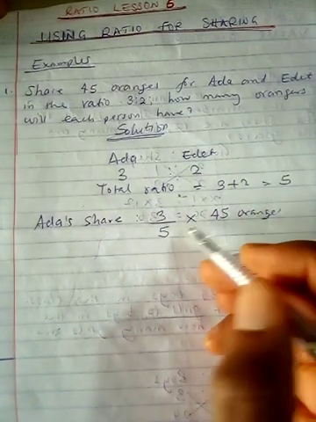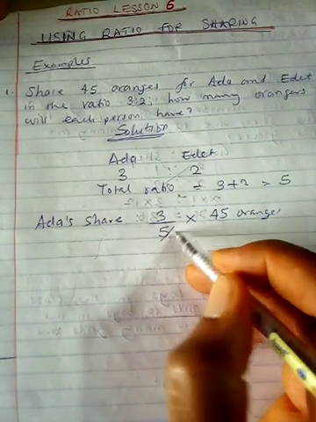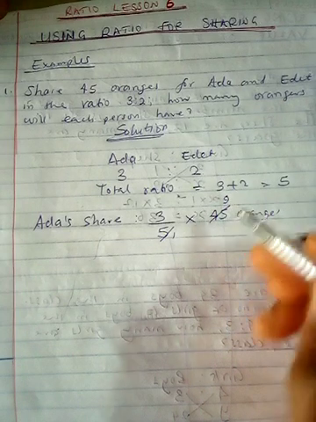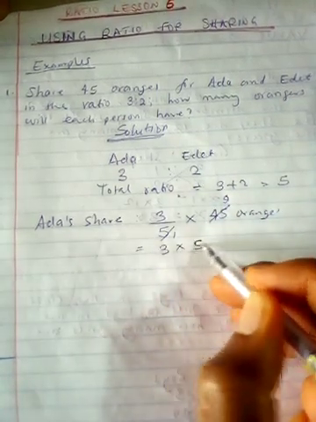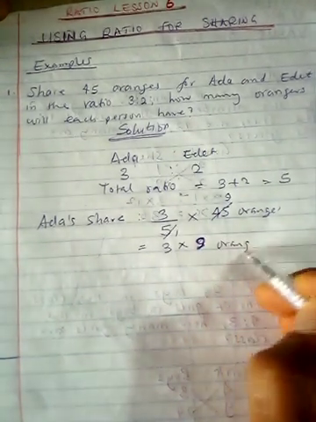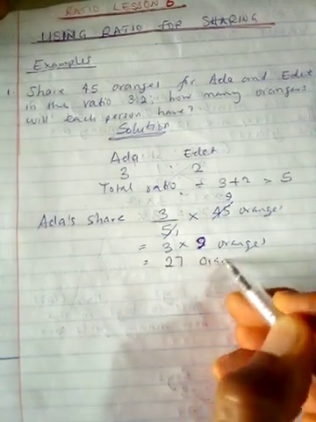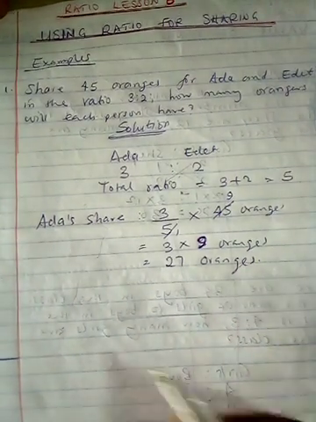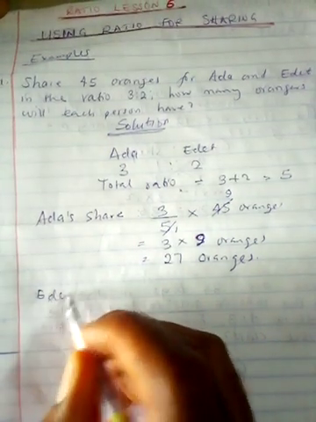Now we can simplify this. We know that 5 can divide these numbers. 5 goes into 5 once, and 5 into 45 gives us 9. So we are left with 3 multiplied by 9 oranges, which gives us 27 oranges. That means Ada is going to have 27 oranges.